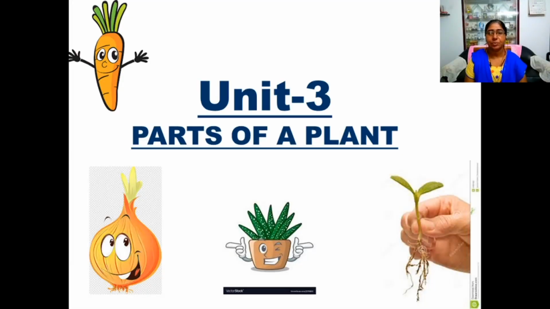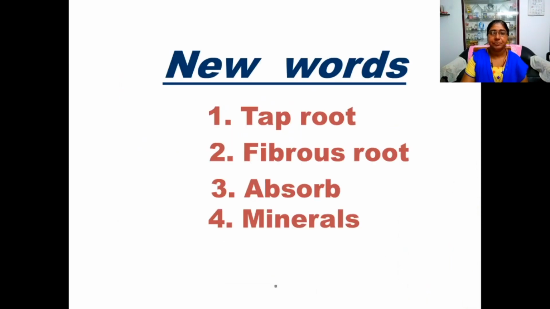Now let us move to the important new words of this second part of this lesson, unit 3. So first one is taproot. Taproot means it's a kind of root. Second one is fibrous root. It is also a kind of root. Third one is absorb. Absorb means take in. Fourth one is minerals. There are some elements present in the soil. They are called minerals.